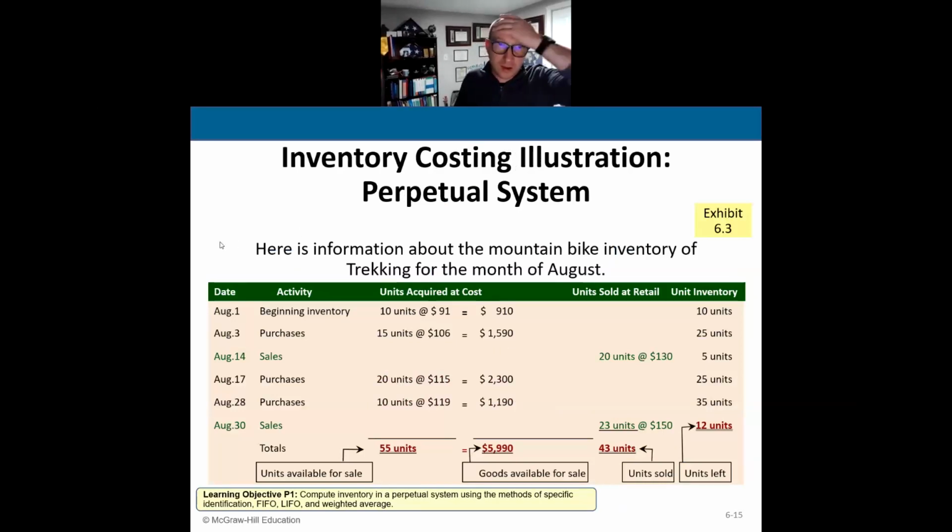First, let's start with, and this is looking at using the perpetual inventory system, we're going to examine all four methods using this data. Here we have a set of data for a company that sells mountain bicycles, and we got their data from last month, the month of August. They started the month of August with 10 mountain bikes in inventory, and the cost of acquisition for those mountain bikes was $91 each. That gives them a beginning inventory balance of $910.